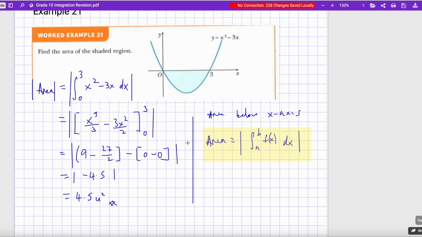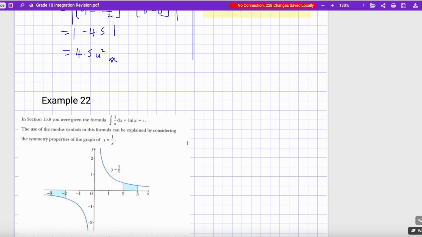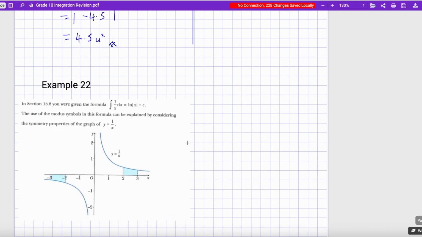Okay. Now, let's look at example 22. Now, this example is a bit different in the sense that you see that the graph is split into two parts, right? If you want to find the area from minus 3 to minus 2, you will notice that the area is negative. And if you evaluate from 2 to 3, the area is positive. But again, there's no such thing as negative area. So what we will do is we're going to evaluate from minus 3 to minus 2. We're going to mod it, get a positive answer. And we're going to add it to 2 to 3 so we can get the combined area.